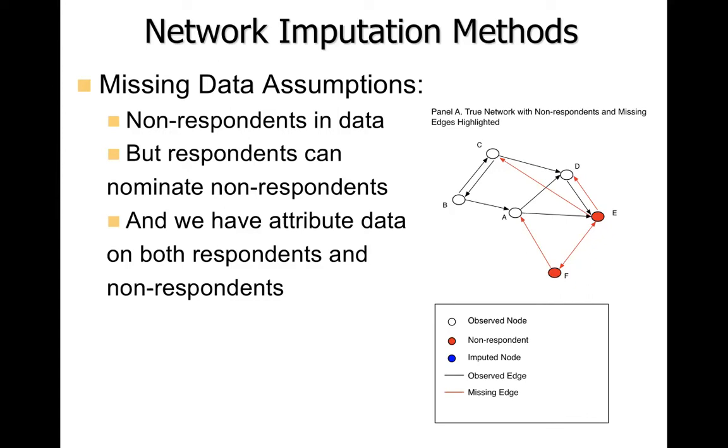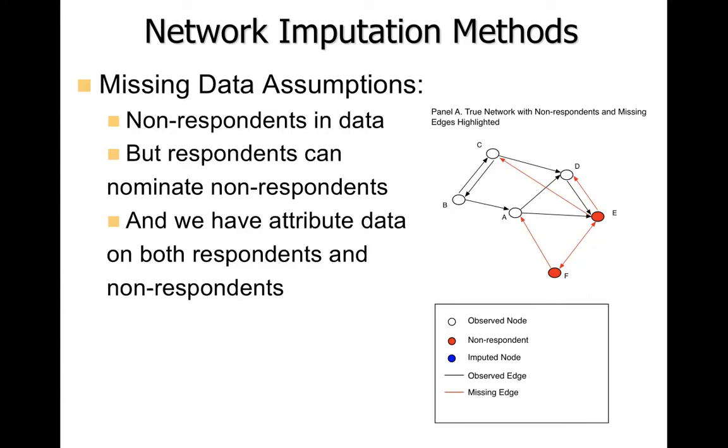Third assumption, less stringent in this case, we're going to assume that we have other kinds of information, attribute data, on both respondents and non-respondents. So this might be education, age, gender, and so on. And we're assuming that we have that for all actors in the network.